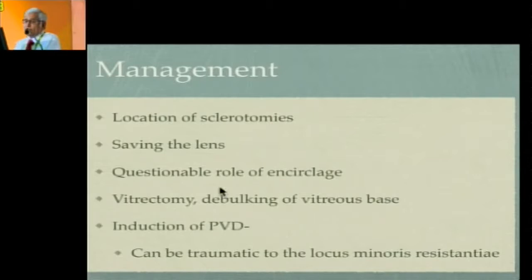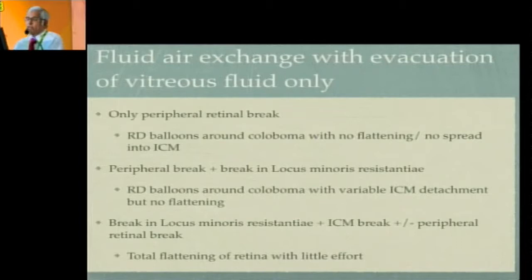A vitrectomy with a debulking of the vitreous base is the same as for any other vitrectomy approach for a retinal detachment. You induce PVD, and this could be traumatic to the area of least resistance, and hence you can actually induce more communications between subretinal space and the sub-ICM space than what they were to start with. And hence we try to treat the entire coloboma on the table and not restrict the treatment to the area of what was originally seen as a communication between the two spaces.